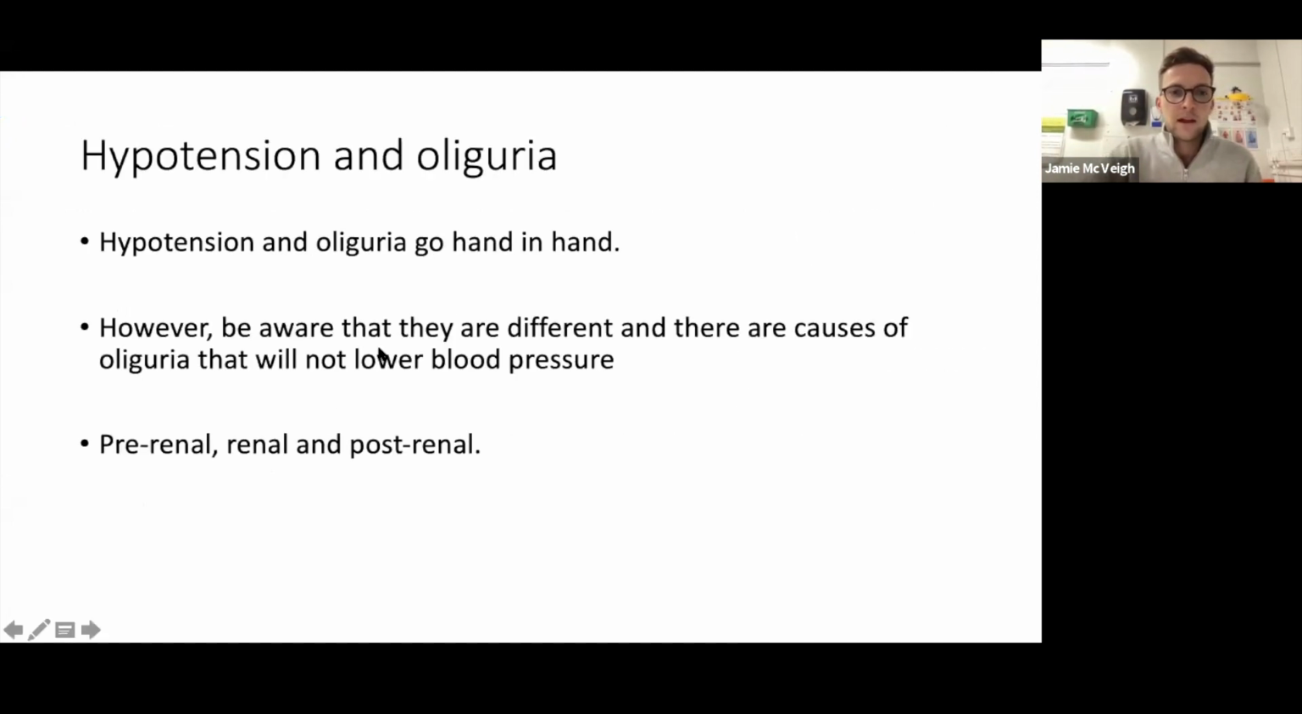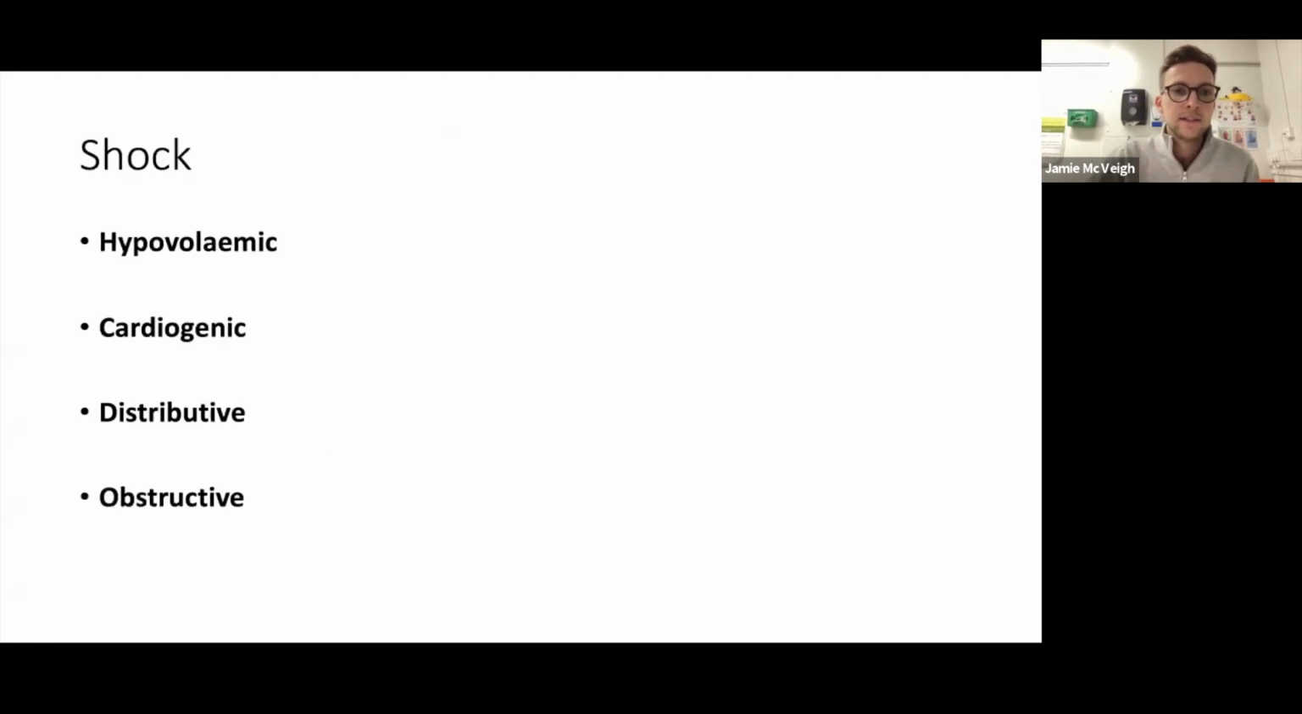So as I said, that's just from what I said in the previous slides. And oliguria has multiple causes, pre-renal, being hypoperfusion of the kidneys, typically goes hand in hand with hypotension, but oliguria can also be a result of renal disease, as well as post-renal problems such as obstruction of the urinary tracts. So shock, broken down into 4 different types of shock. The first one is hypovolemic shock.